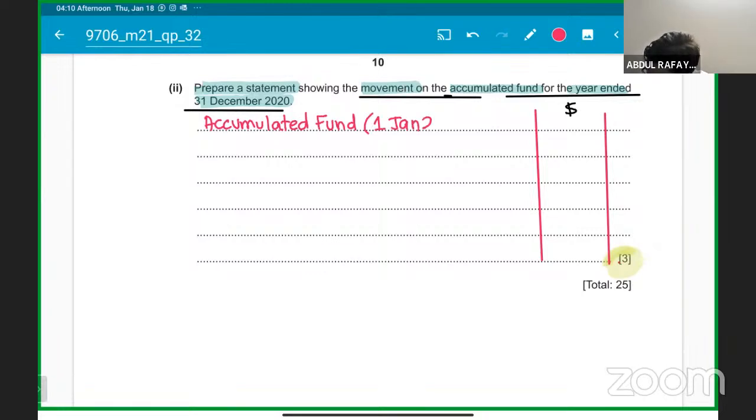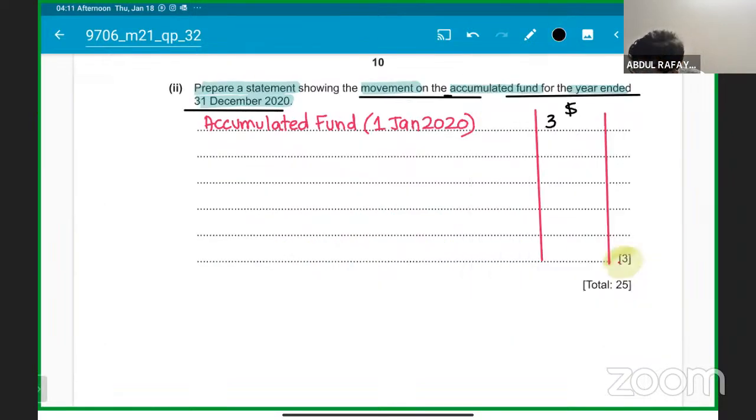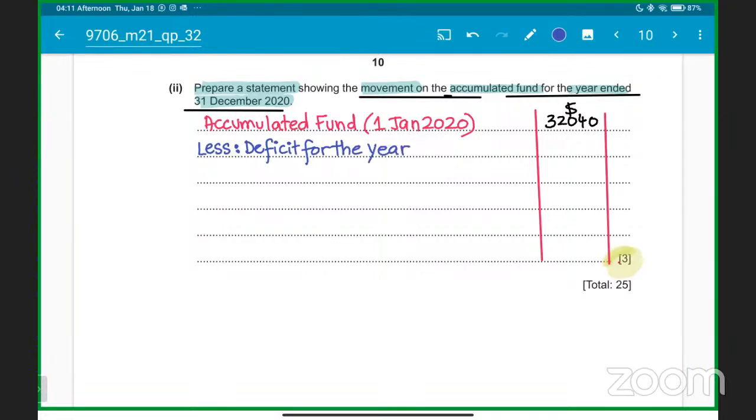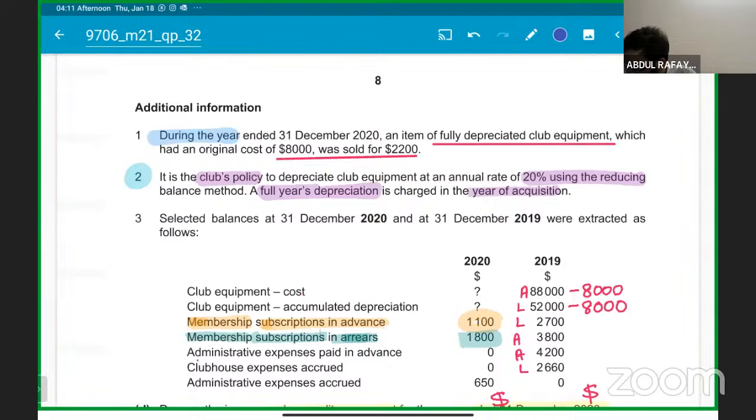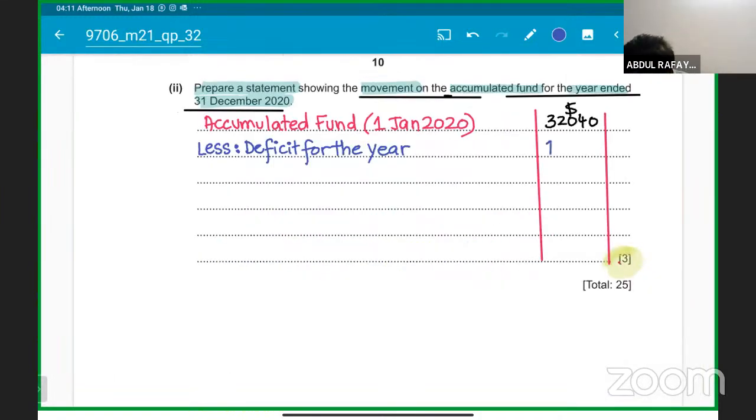What will be? Accumulated fund at 1st January 2020 will be, students, this thing जो closing year में end हुआ है वही opening year का बन जाएगा, right? Everyone with me? So $32,040, right? And what you do it, आप profit for the year add करते हैं normal circumstances में, यहाँ पर हम less कर देंगे deficit for the year, everyone getting it? जो deficit हुआ था उसको subtract कर देंगे, because वो transfer होता है, deficit कितना हुआ था sir? Deficit for the year was 17,390. Okay, everyone there with me?